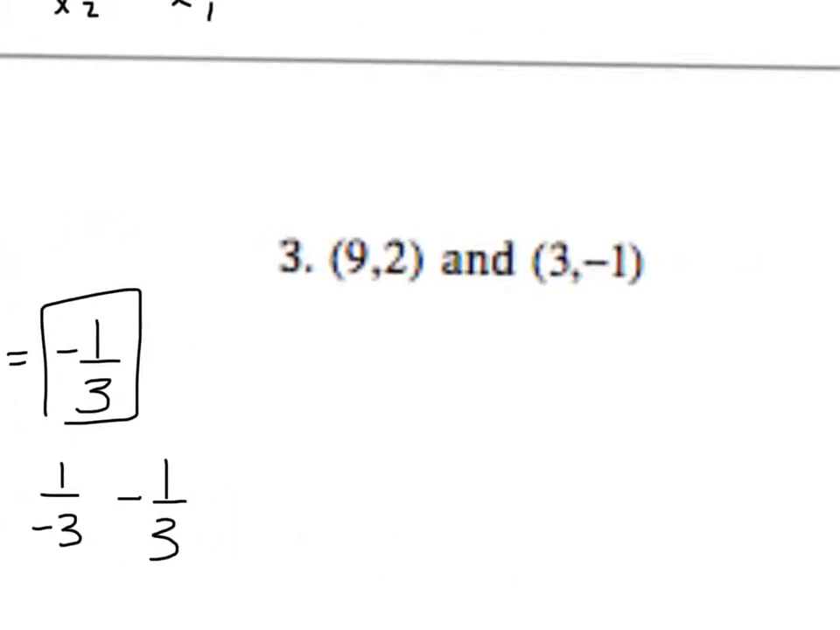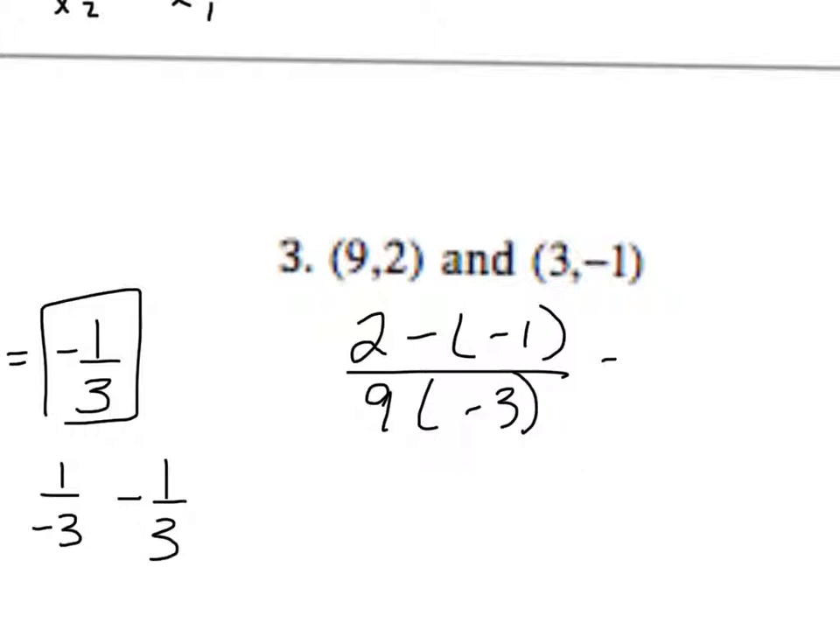Number 3, I'm going to start with the 2 first, just because. 2 minus -1 over 9 minus 3. 2 minus -1 is like adding, so it's going to be 3. Whoops, kind of screwed this one up down here. It should be 9 minus 3. There we go. Okay, over 6, and that is going to reduce to 1 over 2.